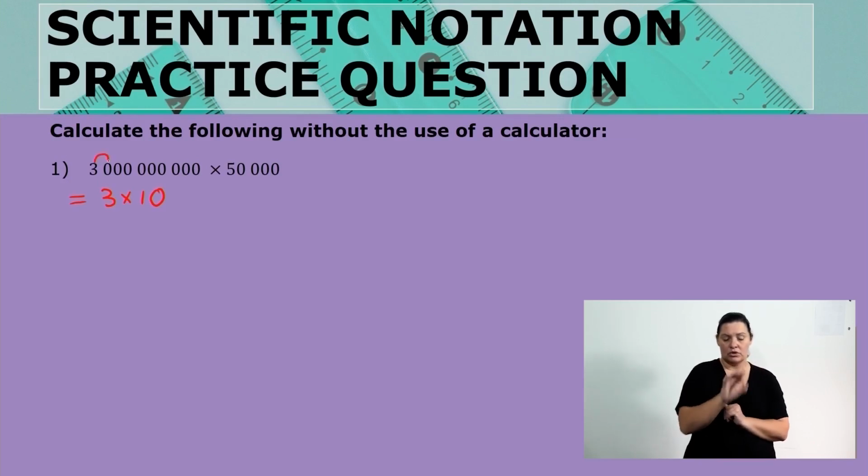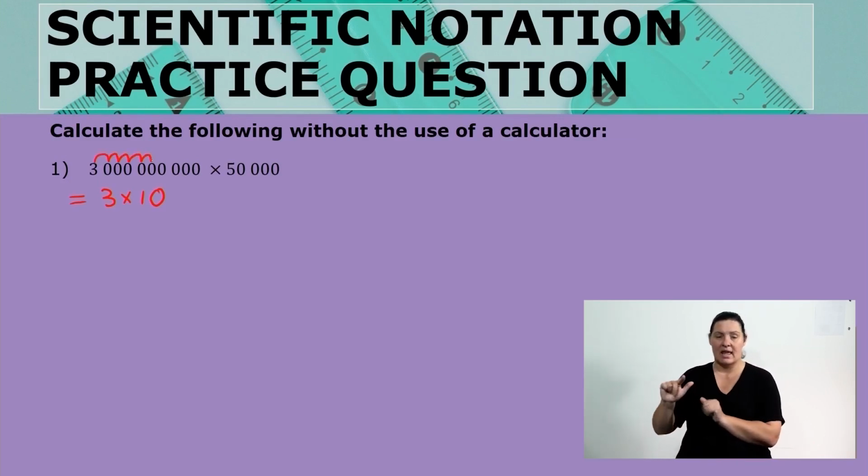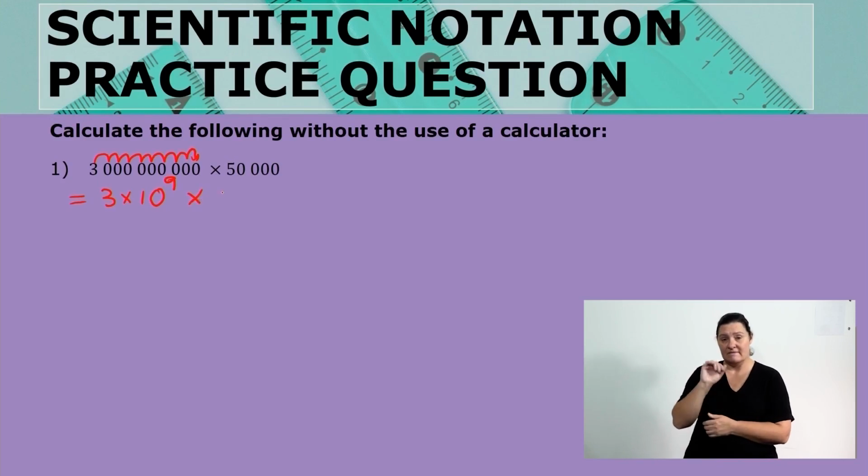So that is going to be 1, 2, 3, 4, 5, 6, 7, 8, and 9. And because we are moving to the right, it's going to be a positive 9. Now we are multiplying that with 5 multiplied by 10 to the exponent... Yes, you are correct. It is to the exponent 4.